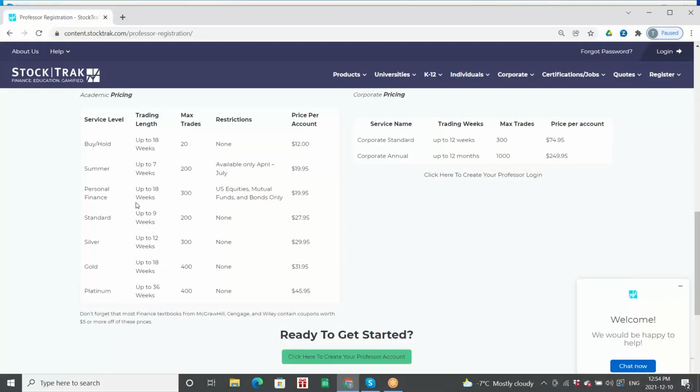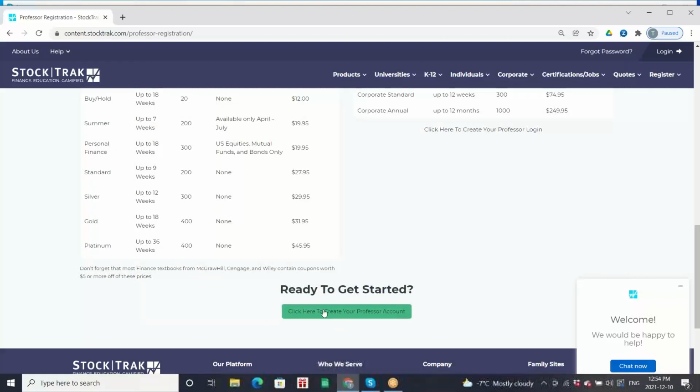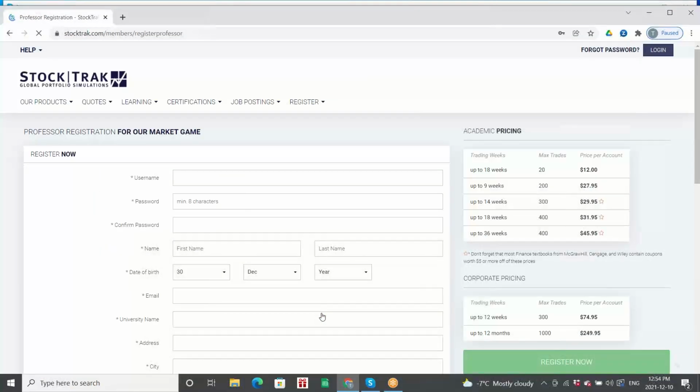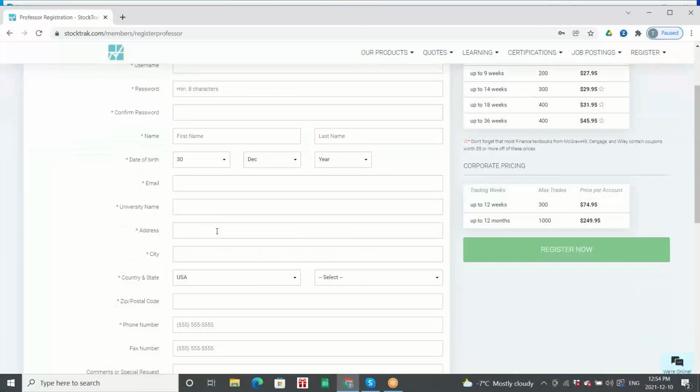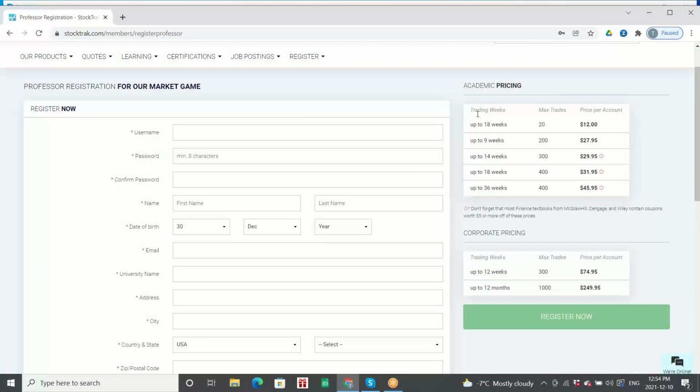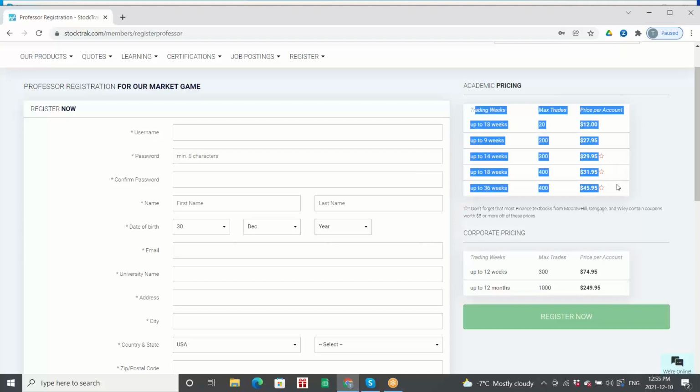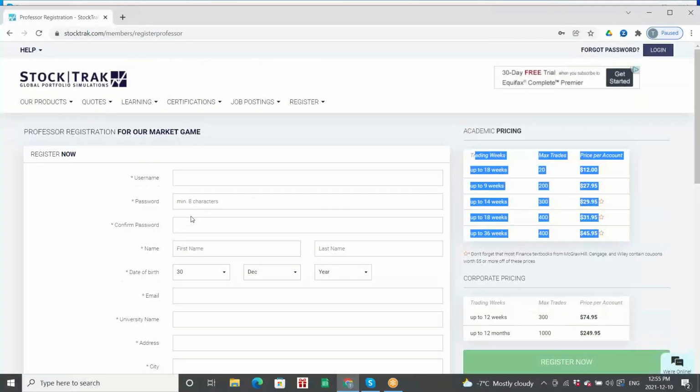These are the different kinds of service levels that you can get, and it's really simple. Just come on in and create a registration profile, with a username and password. We just ask for some basic information. And just as a reminder, we've got our academic pricing right over here on the right-hand side. So let's go ahead and log into the platform and take a peek inside and see what we're actually talking about.